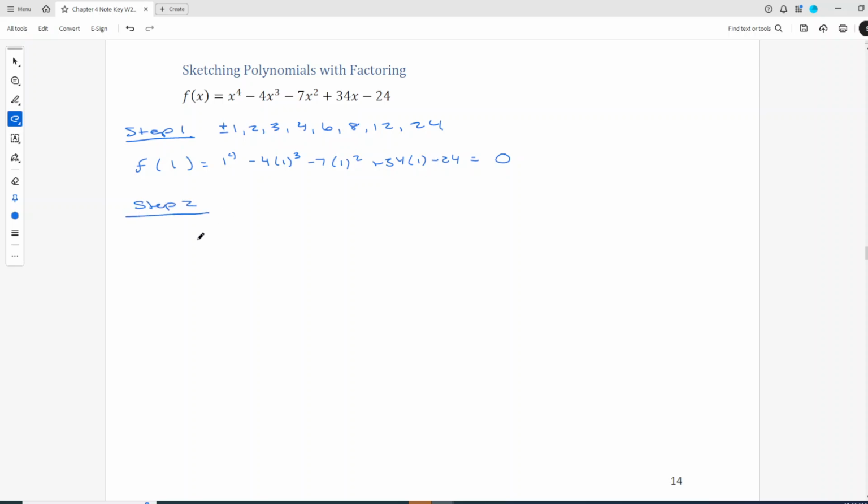Step 2, we're going to write our synthetic division with that number in the box, and then we're going to write our line across. We're going to pull off our coefficients. Now, does it go in descending order of powers? So 4, 3, 2, 1, gone. Yep. So I'm going to go 1, negative 4, negative 7, 34, and negative 24. And again, I'm going to do the whole process. Maybe pause the video and just try this on your own.